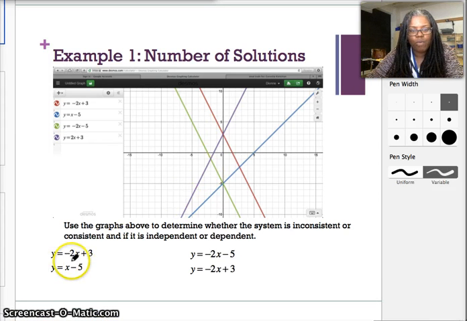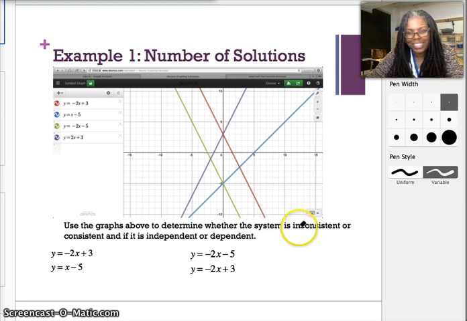So right here we have y is equal to negative 2x plus 3. We can see negative 2x plus 3 is this red guy. And then we've got y is equal to x minus 5. X minus 5 is this blue guy. So when I look at just the red and the blue line, would you say, what category? Is it inconsistent? Is it consistent? Is it independent or dependent?